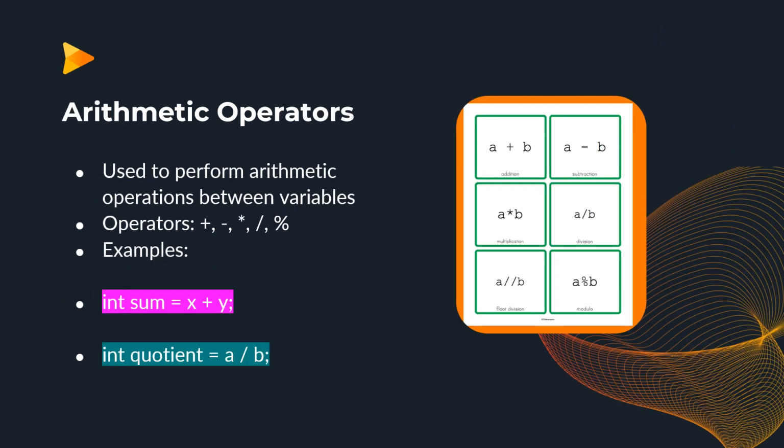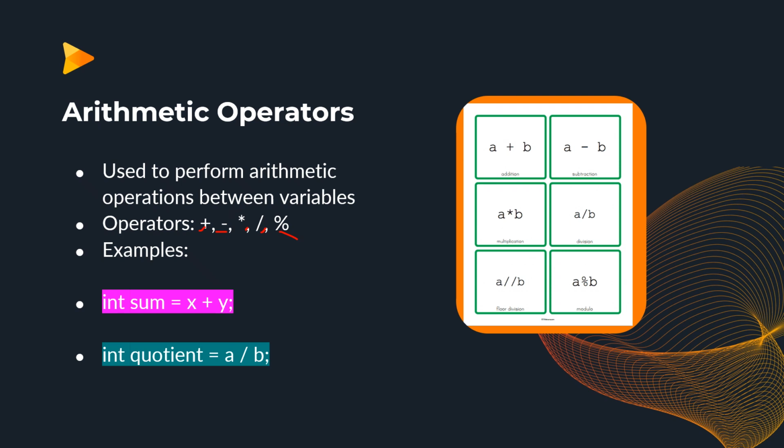Okay, so now arithmetic operators. Arithmetic operators are used to perform arithmetic operations on variables. There are different types of arithmetic operators like plus, minus, multiplication, division, and the remainder. The first one is the plus sign, which will perform addition. Then minus will perform subtraction.